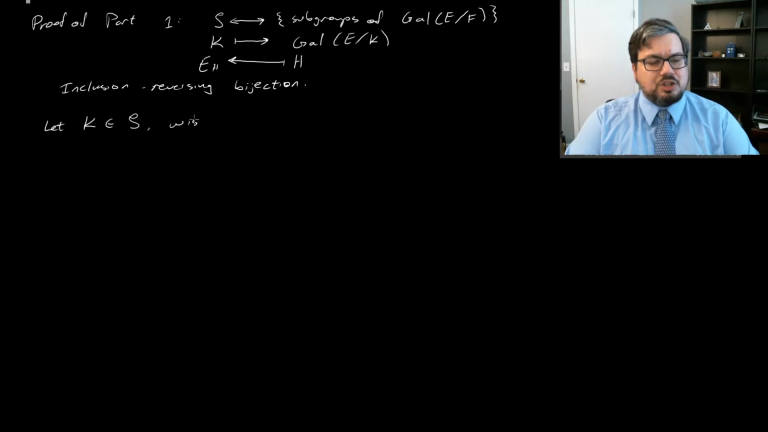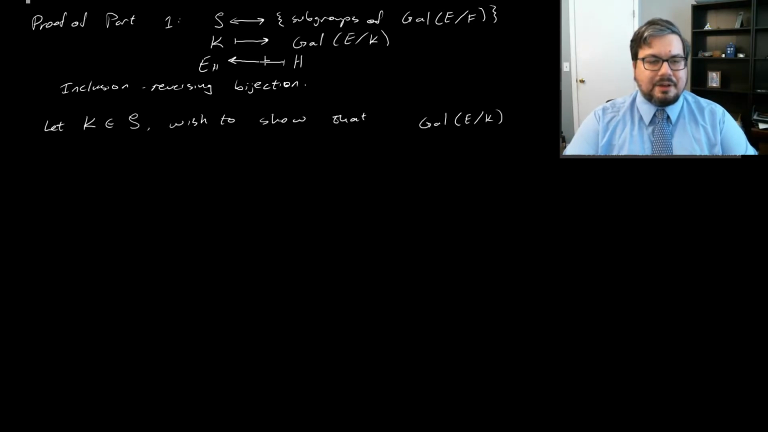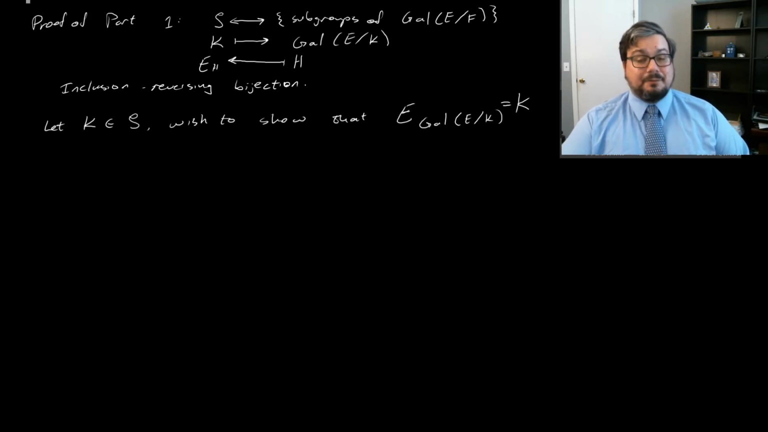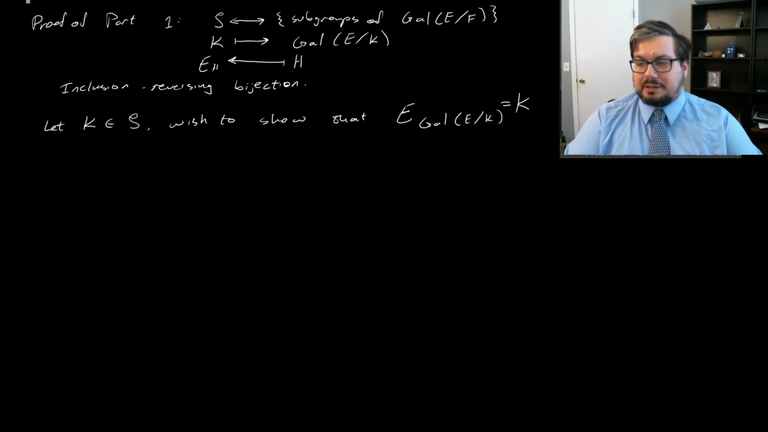So now let's let K belong to S. We wish to show that if we take K and apply the first function, going to the Galois group of E over K, and then go the other direction, take that subgroup of the Galois group of E over F, and go to the fixed field of that subgroup, we get the field K back. That applying one function, then the other gets you back where you started.